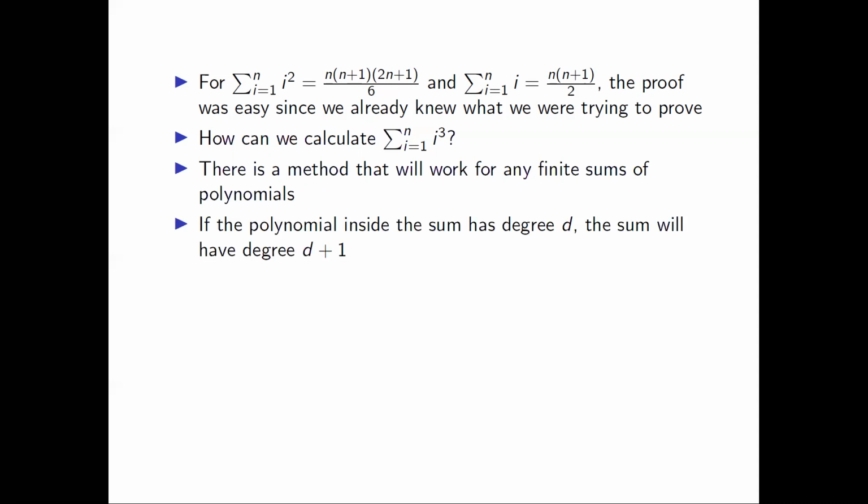So we look at the sum, and we look at the polynomial that we have inside the sum that we're summing over. In this case, we have an i cubed. So as a polynomial, like we have polynomial p of x, that would be the polynomial p of x equals x cubed. We look at what is the degree of that polynomial. If that polynomial has degree d, the sum will have degree d plus 1.